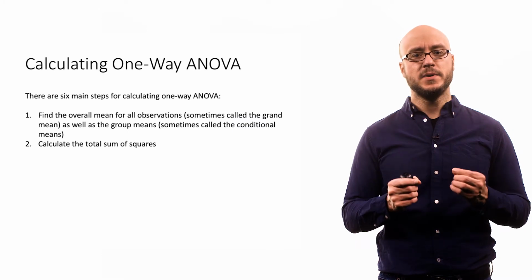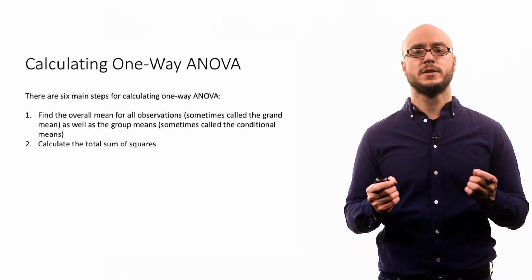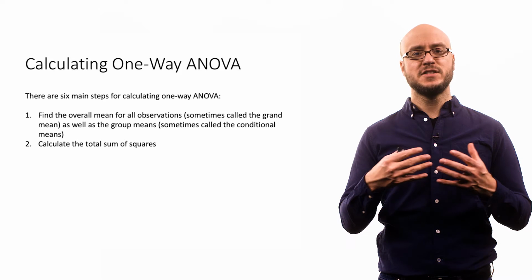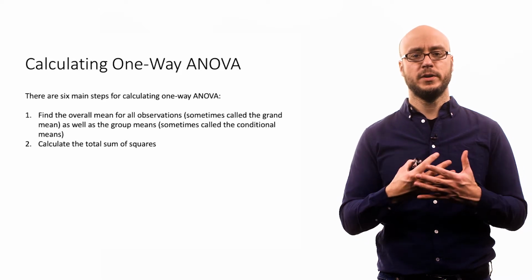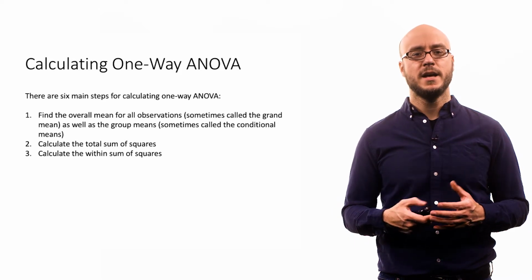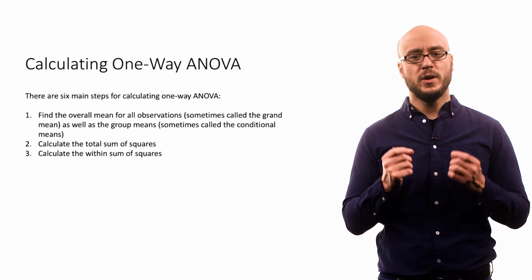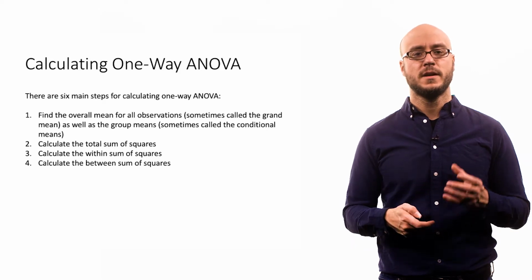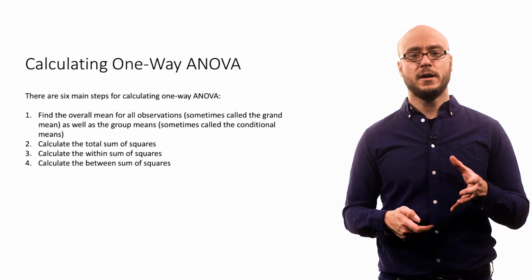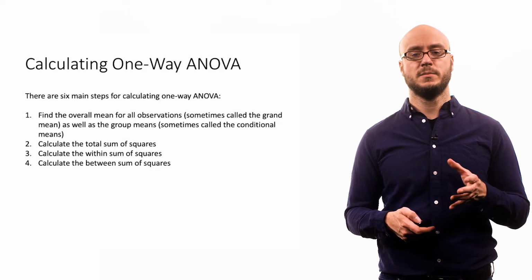The second step is to calculate the total sum of squares. This gives us an idea of the total variability in our data set. Then we calculate what's called the within sum of squares. For the fourth step, we calculate what is called the between sum of squares.